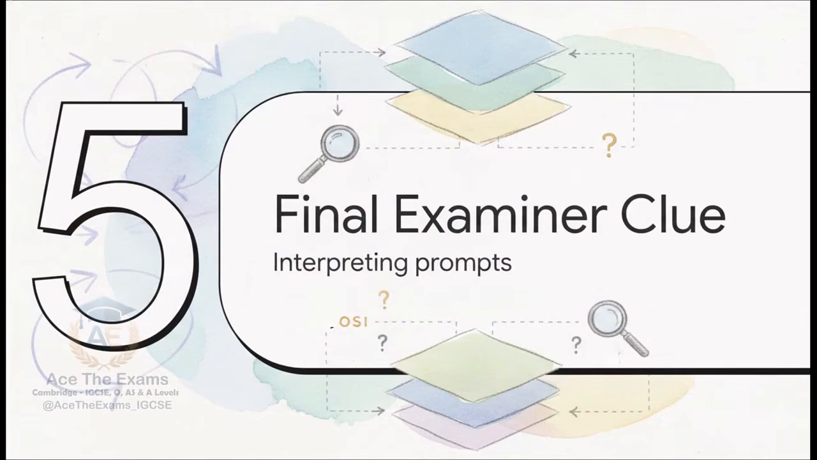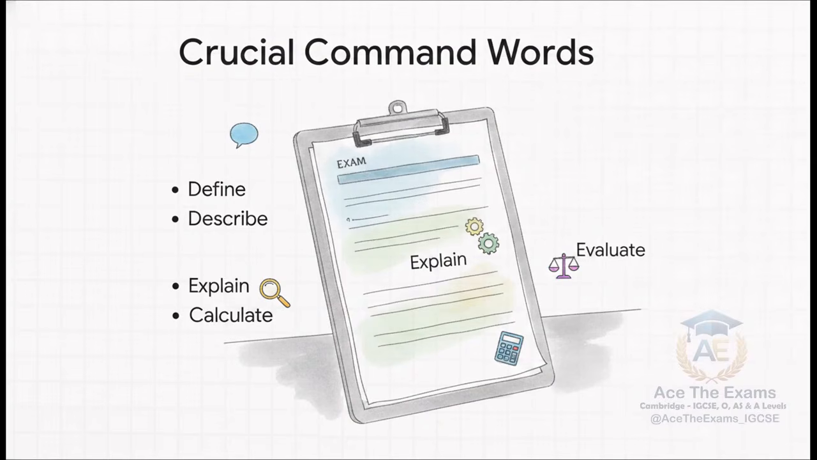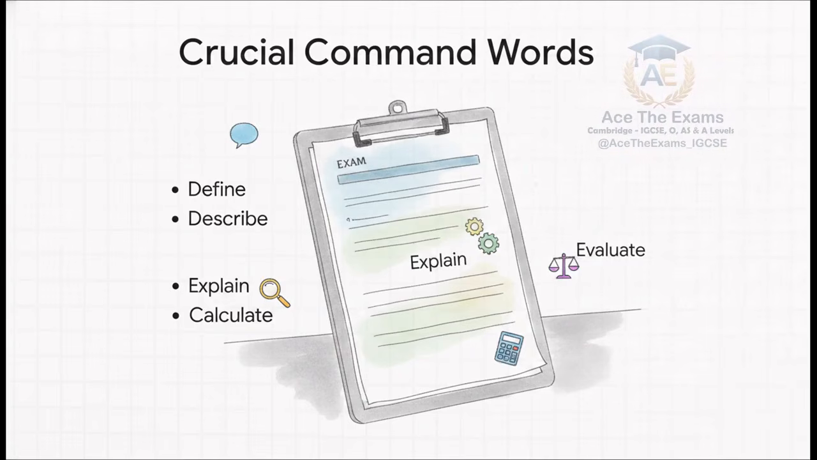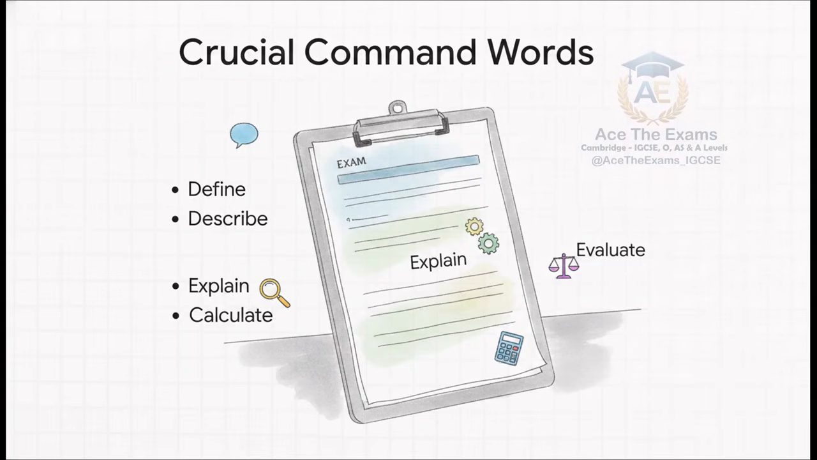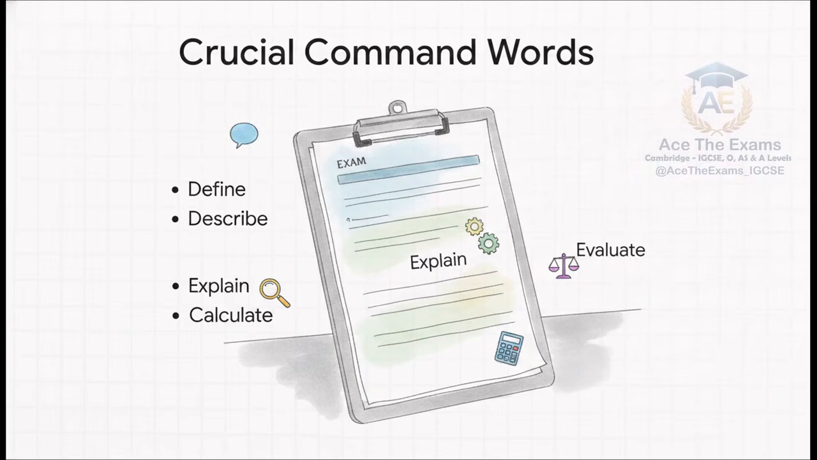Finally, Section 5, the final examiner clue, interpreting prompts. Look, all those frameworks, the modem mechanics, the WEP security data we just covered, it's literally useless if your answer doesn't directly respond to the specific command word used in the prompt. If the examiner asks you to state, they just want a simple fact, quick and easy. If they ask you to define, they want that precise Cambridge-safe definition we locked in earlier. But if they ask you to describe or explain, you absolutely must use that 4-step framework. You have to connect the mechanism to the advantage or the risk. You must map your technical knowledge perfectly to whatever command word they throw at you.